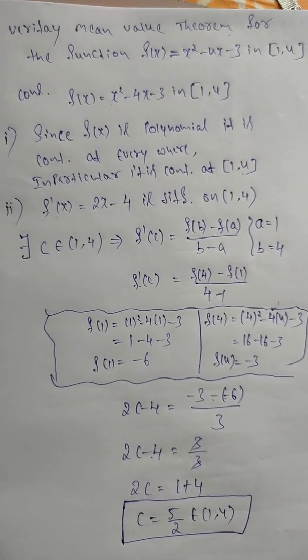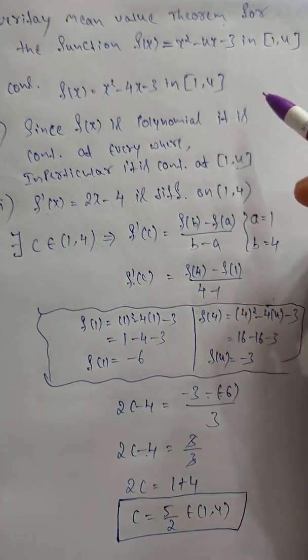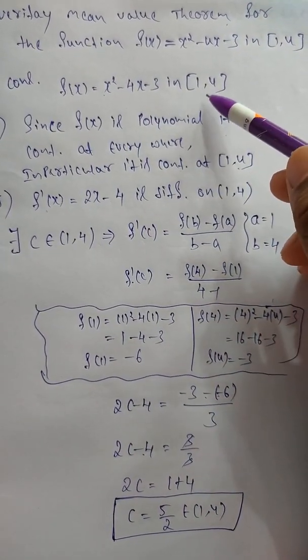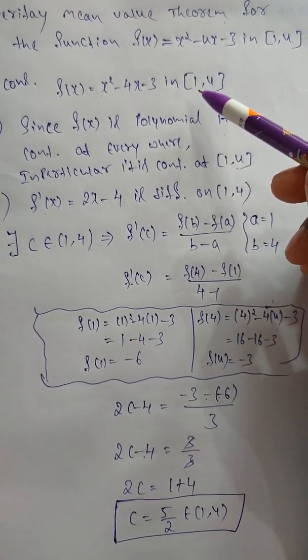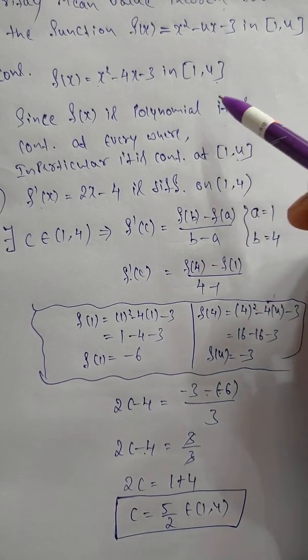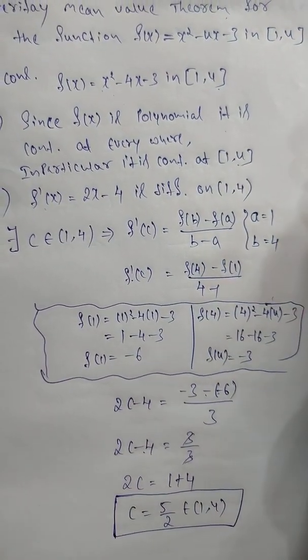Once again I am repeating this problem. Just listen here. The given problem is f(x) = x² - 4x - 3 in the closed interval [1, 4]. In the mean value theorem, the first two conditions are continuity and differentiability. So what you write is: since f(x) is a polynomial, it is continuous everywhere.